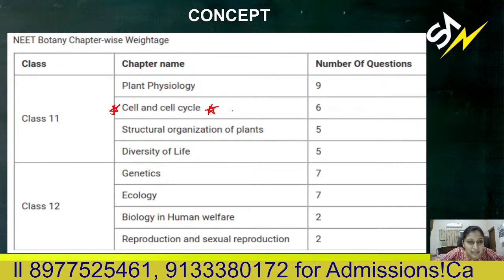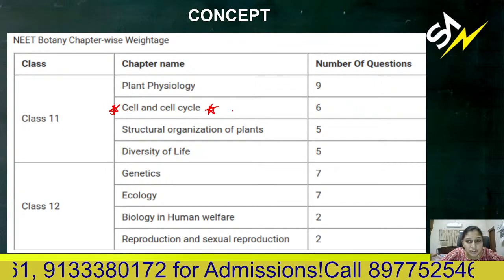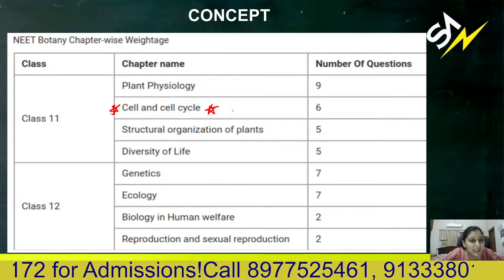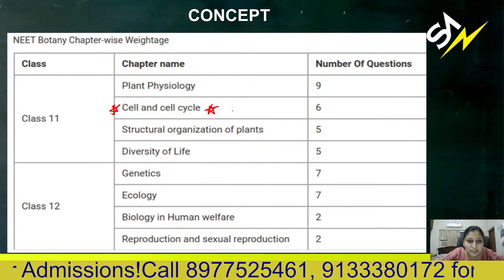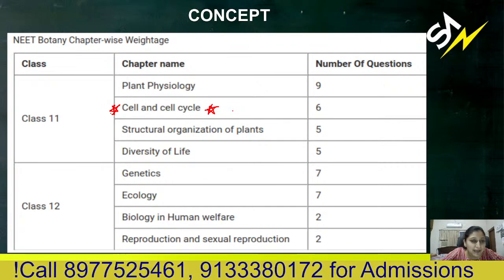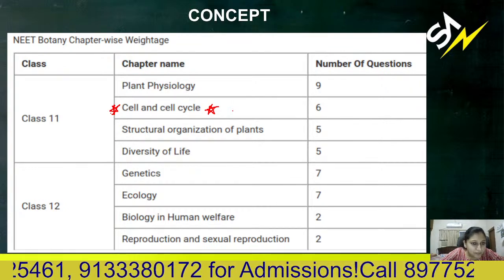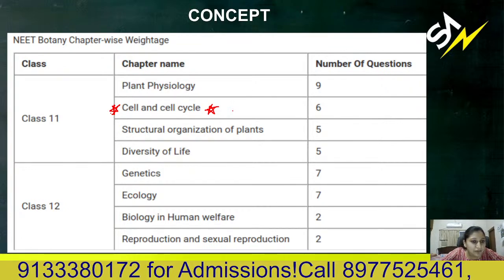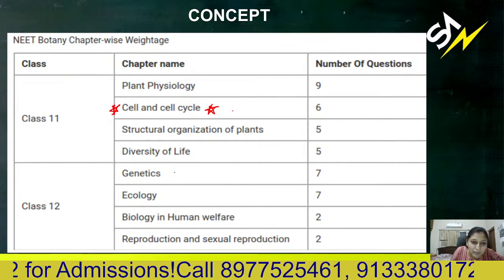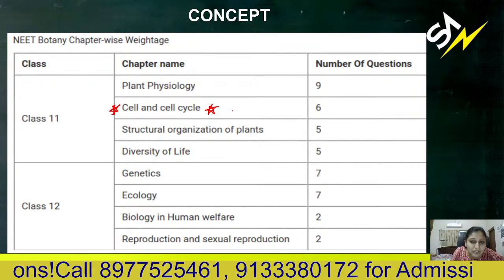Then structural organization in plants, that means morphology. 5 questions from that. Diversity of life, the first unit: we don't need to neglect it, guys. Living world, plant kingdom, biological classification, 5 questions from it. Then from class 12, genetics and ecology. You can check here two more of the most important units of botany. Genetics gives you 7 questions.